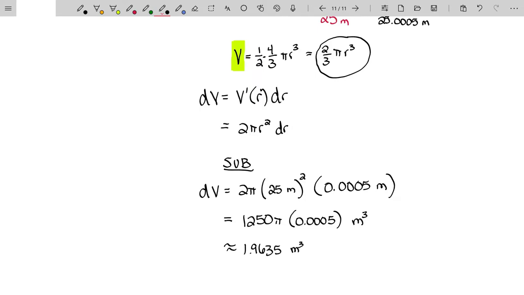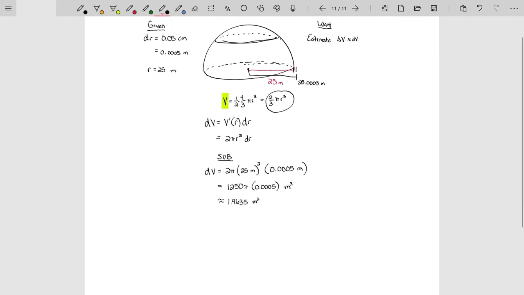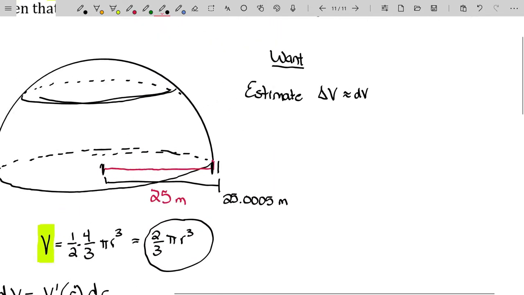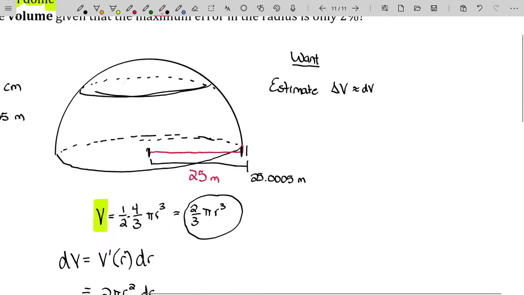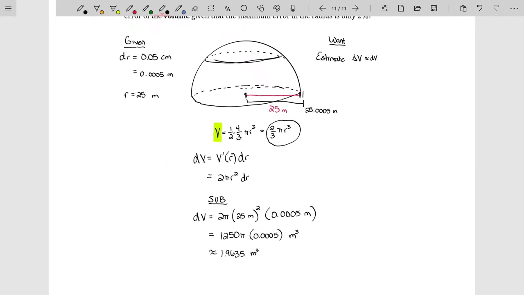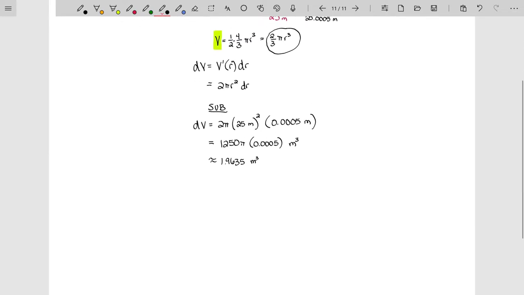1.9635 cubic meters. Cubic meters, what does that mean? That's our change in volume. So our estimated change in volume is almost 2 cubic meters. Now, think about this. That's how much paint we're going to use. Almost 2 cubic meters of paint.